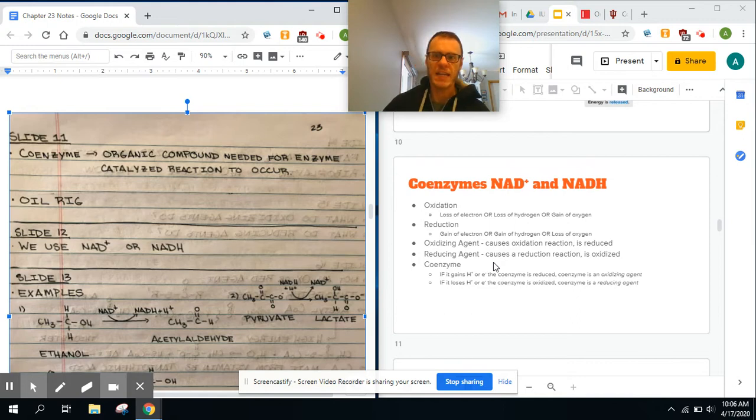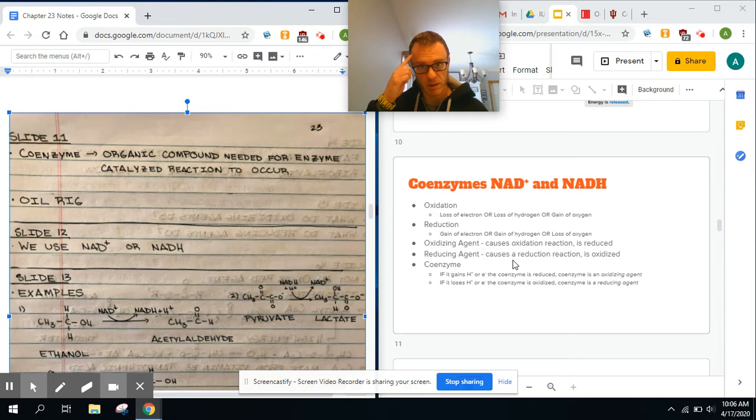All right, NAD plus and NADH. We're going to draw them. Let me tell you right off the bat, we're going to call it NAD plus and NADH. You will not have to draw them again. I'm just showing you the structure so that you can see why we're going to go about doing that.